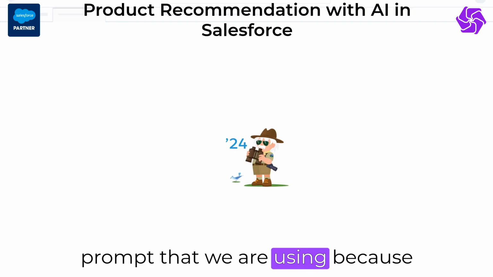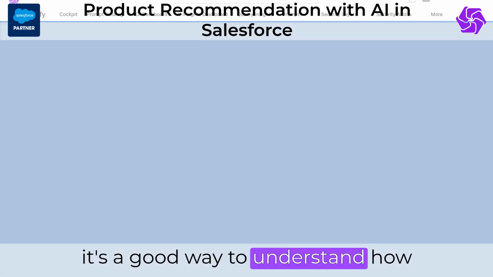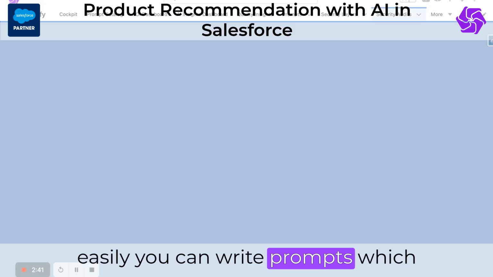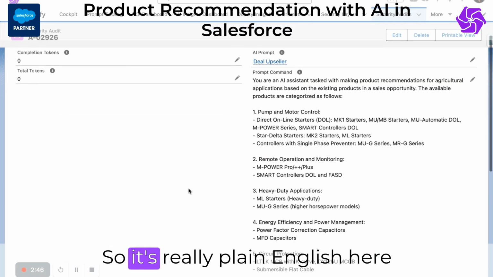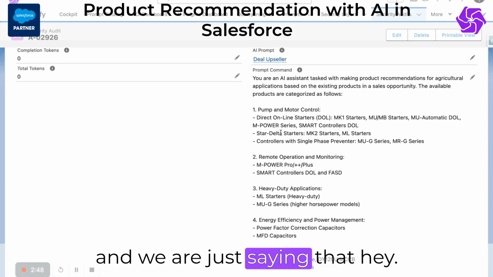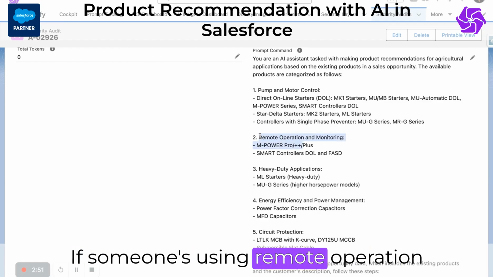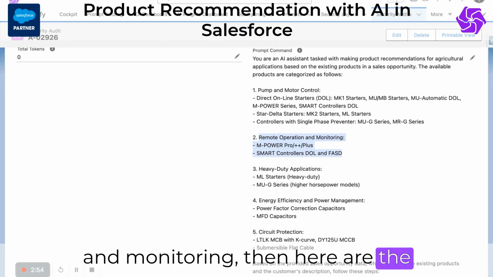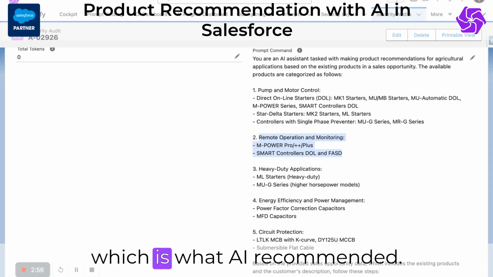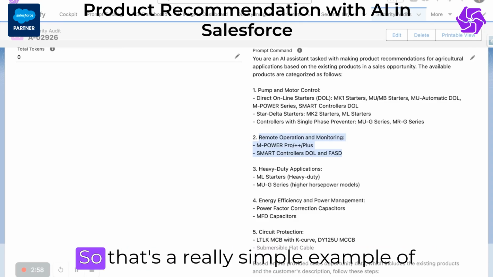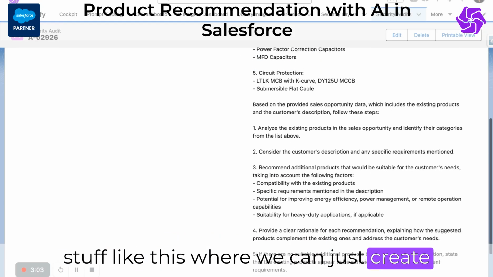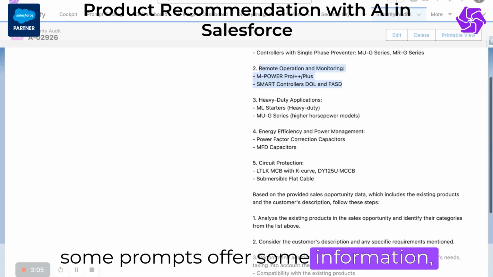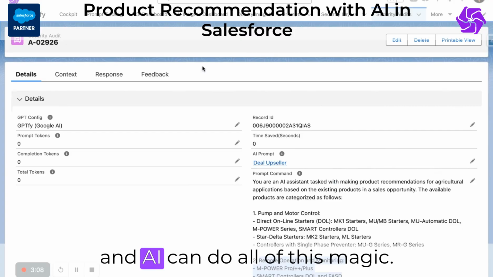that we are using, because it's a good way to understand how easily you can write prompts which can address a fairly complex use case. So it's really plain English here, and we are just saying that, hey, if someone's using remote operation and monitoring, then here are the two devices that you can recommend, which is what it recommended. So that's a really simple example where we can just create some prompts, offer some information, and AI can do all of this magic.